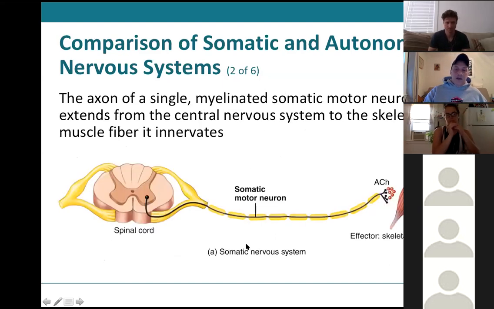So here's that somatic motor neuron. I don't even have to ask you guys to tell me what's going on here now. I know by looking at most of your exams, you have a pretty good idea that this is our lower motor neuron. It's an A-type fiber. It's myelinated and exocytoses acetylcholine onto the effector skeletal muscle tissue here.